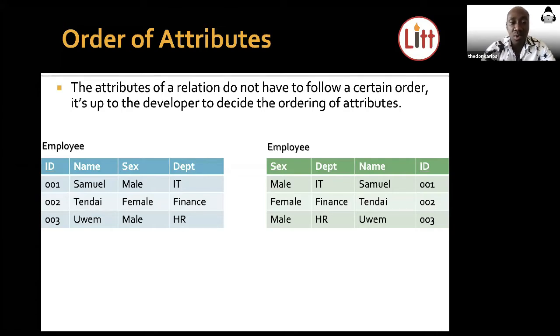What matters is wherever you place the column header or the attribute name, all the data values that correspond to that column header should fall in line with it. So in this particular case, you can't have name somewhere at the third column, then you have the data value showing the department information over here. It doesn't work like that. So the relational data model says that the order of the attributes does not really matter. It's up to the developer or the database designer to decide how to order his or her attributes.